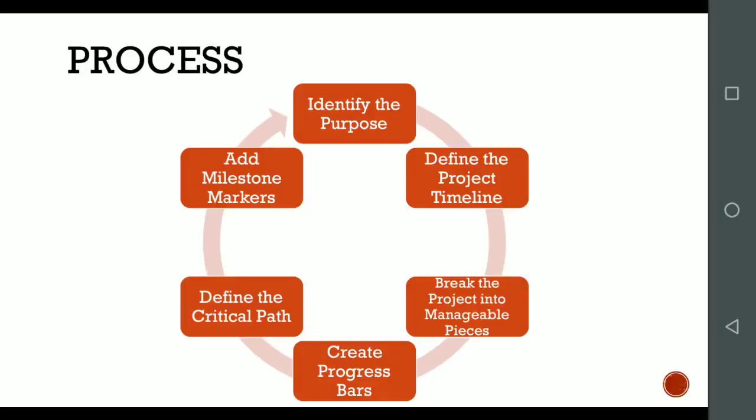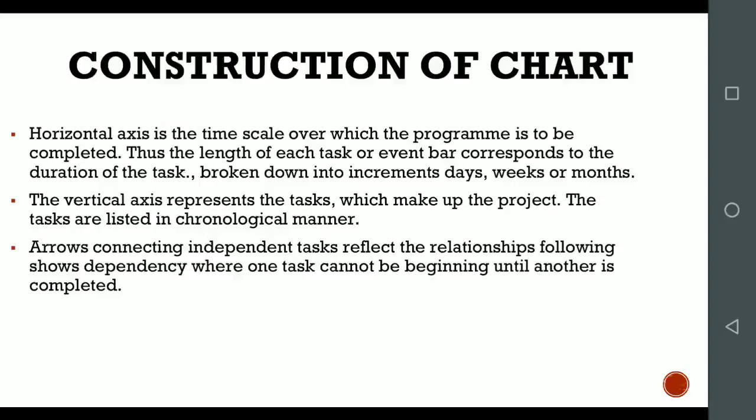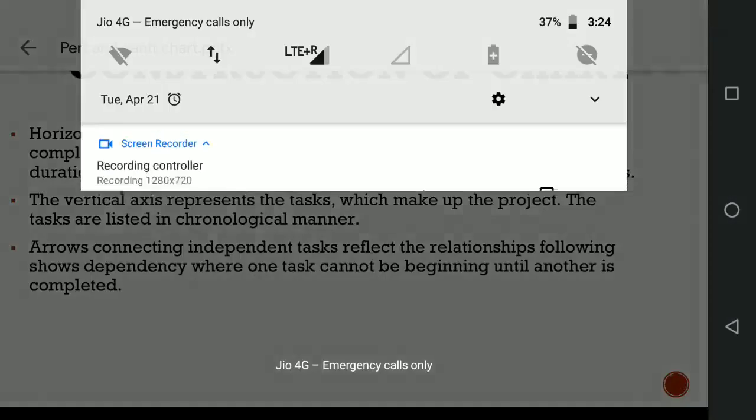Next is add the milestone markers. It means we will put the milestone markers where required. So that was the process for Gantt charting. Next is construction of the Gantt chart. How to construct the Gantt chart.